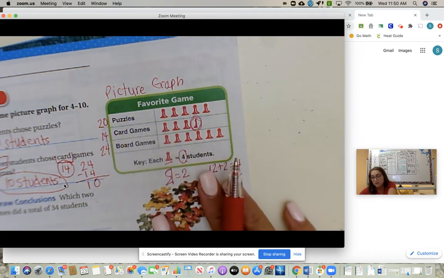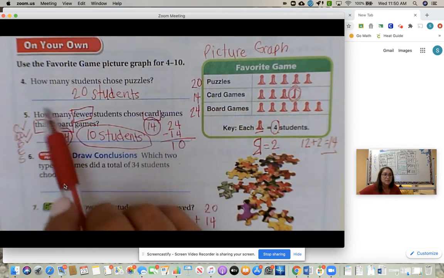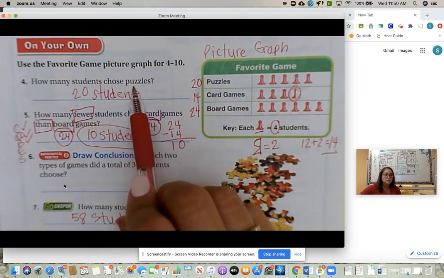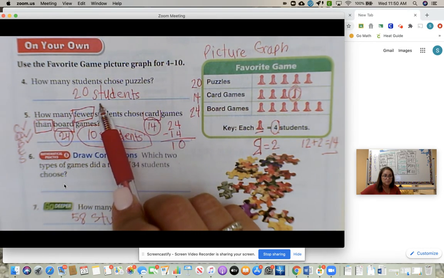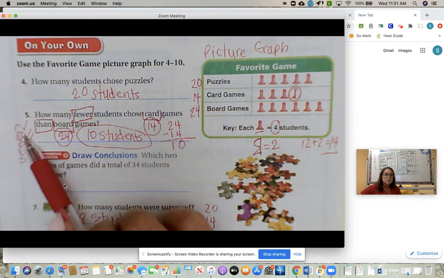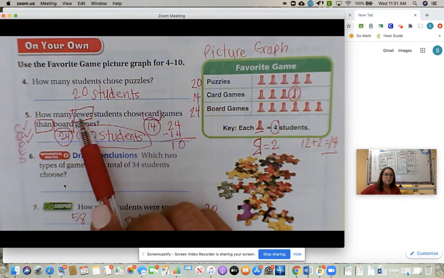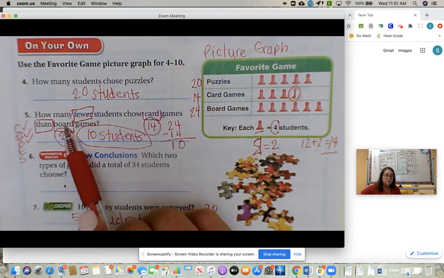Now we get to answer questions, which should come easily. How many students chose puzzles? All right, let's look. Oh, we know 20 students chose puzzles. Now we'll use our cubes. How many fewer students chose card games than board games?